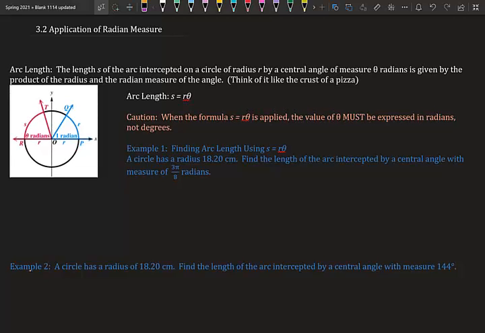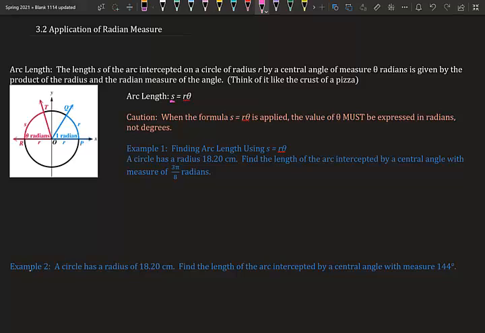3.2 Application of Radian Measure. Arc length. The length s of an arc intercepted on a circle of radius r by a central angle of measure theta radians is given by the product of the radius and the radian measure of the angle. Think of it like the crust of a pizza. So arc length s equals r times theta.